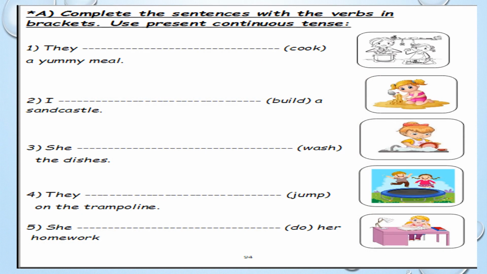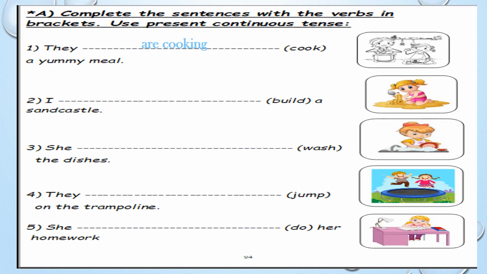Now I want you to open your booklet on page number 94 and let's practice together. Complete the sentences with the verbs in the brackets. Use present continuous tense. Number 1. They. What are they doing? They are cooking. So we first put verb to be, they are, and then we add to the verb ing, so it becomes they are cooking a yummy meal.